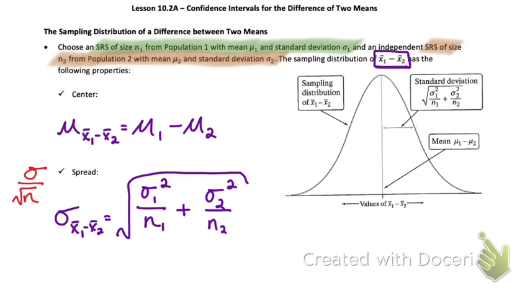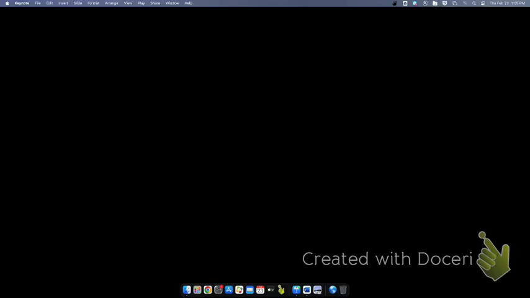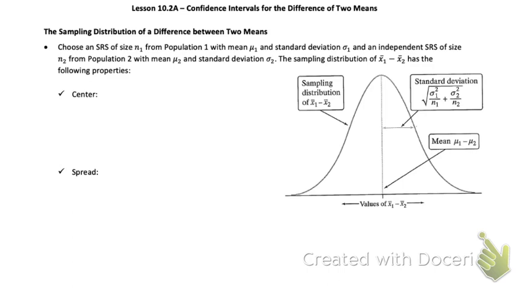Everybody good? Perfect. What is the shape of the sampling distribution of x bar 1 minus x bar 2? What do you think it's going to be? Normal. It's probably going to be approximately normal. All right, but there are some ifs here. It is normal if one of these applies.